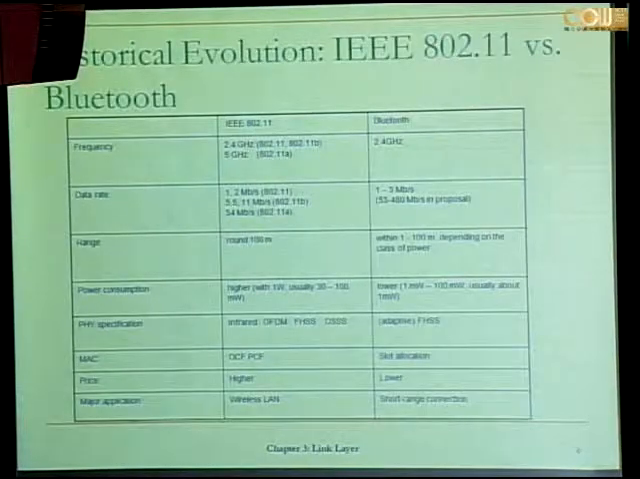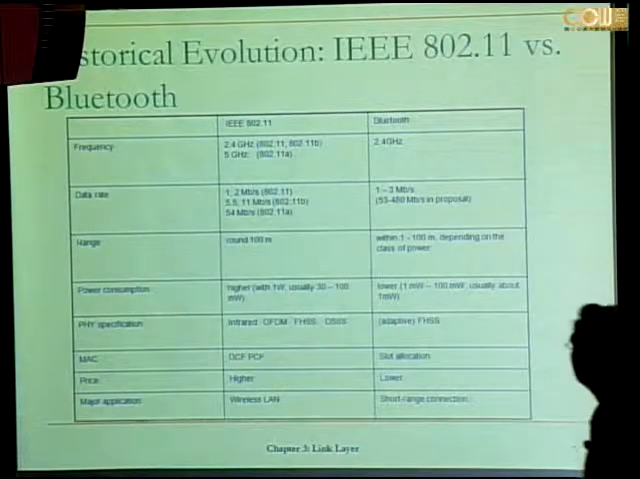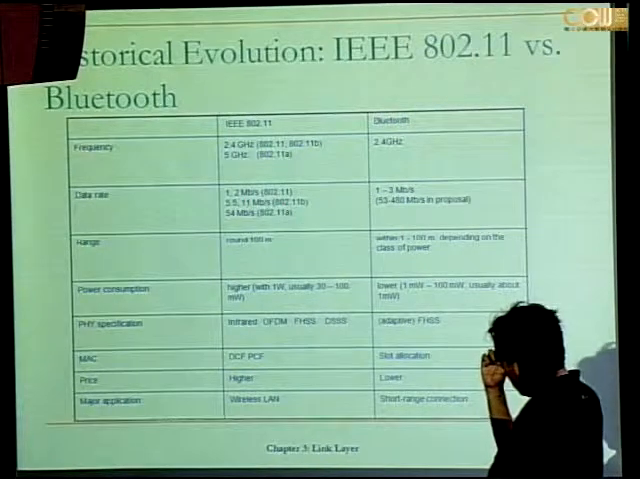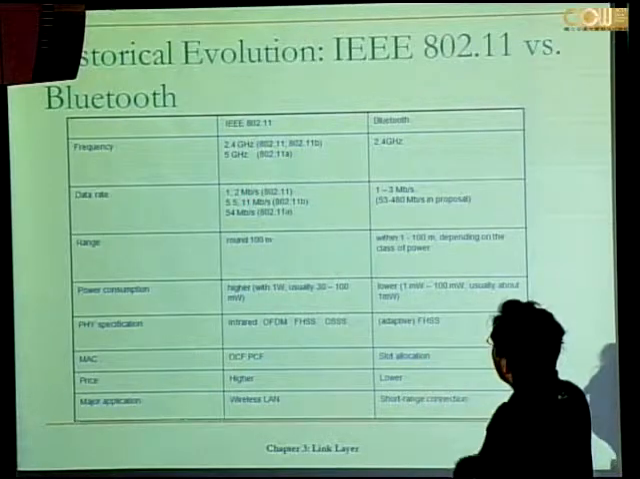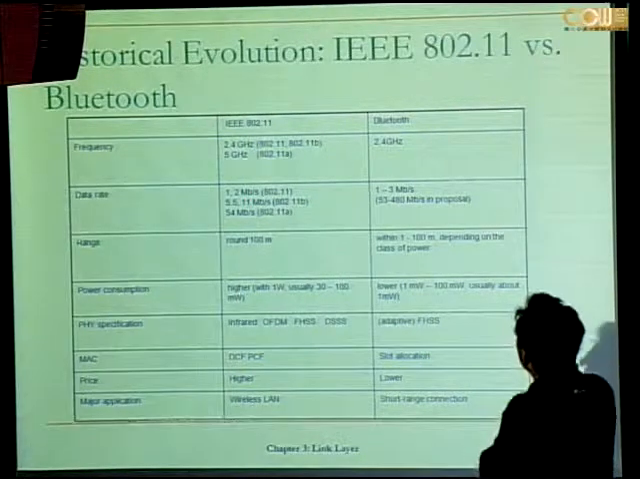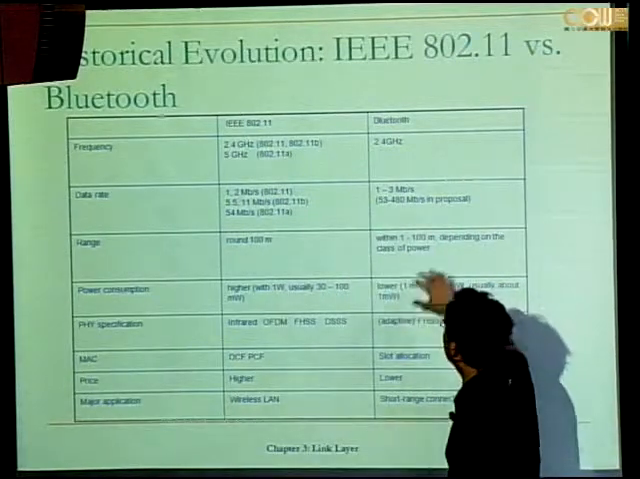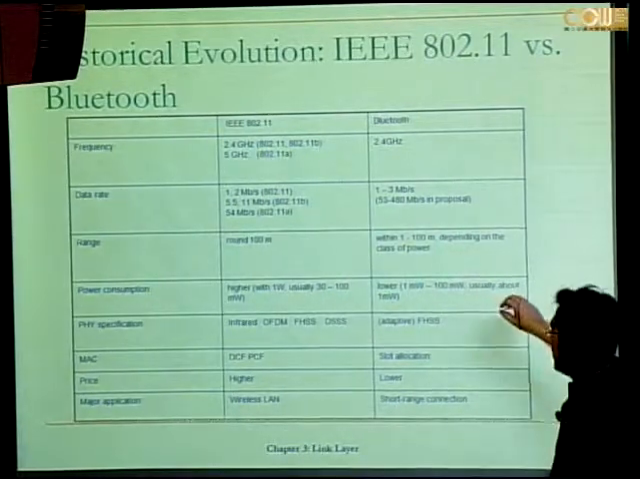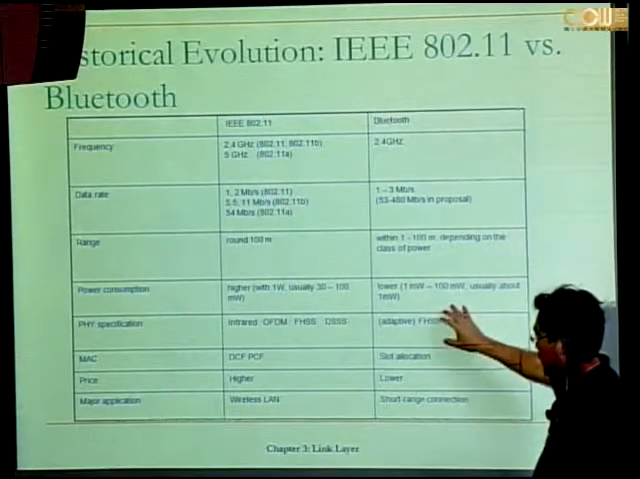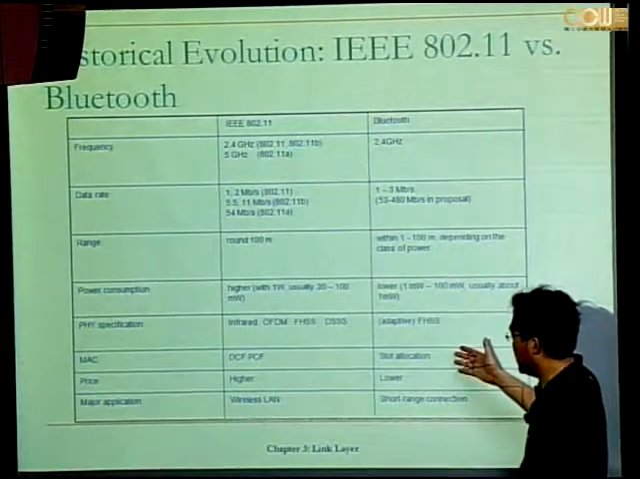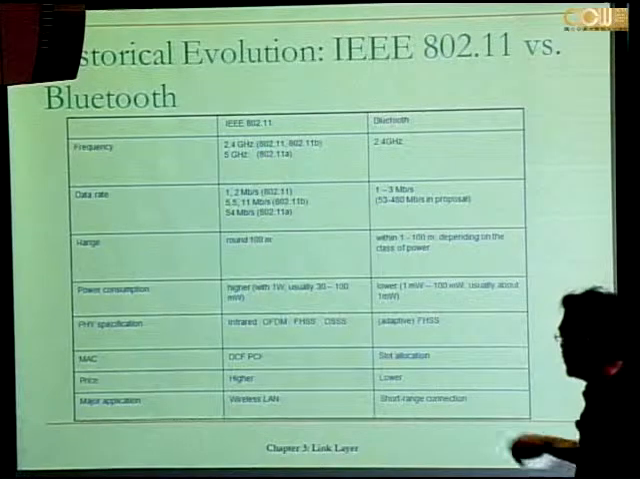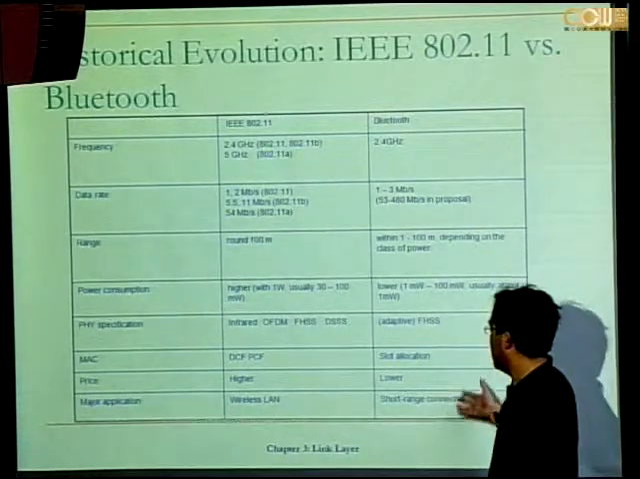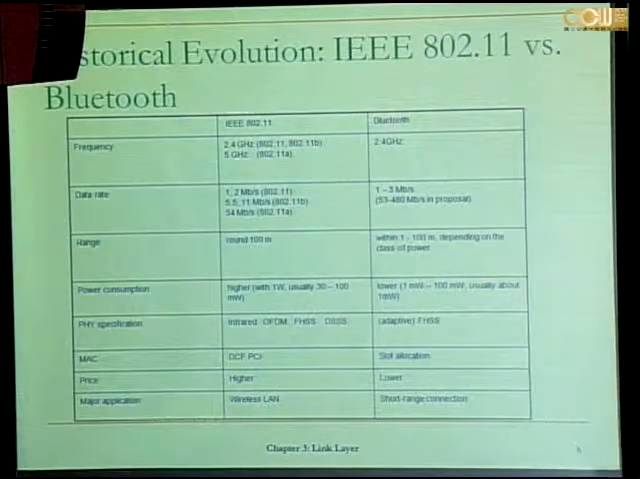Okay, finally, there's a comparison of wireless LAN and Bluetooth. Bluetooth uses 2.4 gigahertz. Wireless LAN also uses that band, but it also uses 5 gigahertz. The data rate is much smaller in Bluetooth compared to wireless LAN, and so are the range and the power consumption. It runs only frequency hopping and relies on slot allocation, on polling. The protocol is actually polling, with lower price and only for short range.